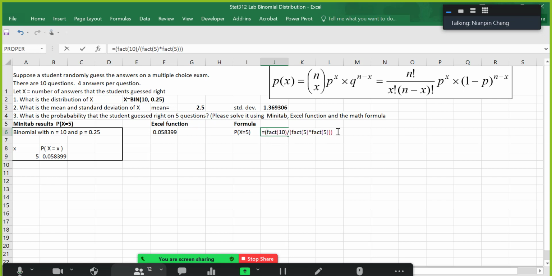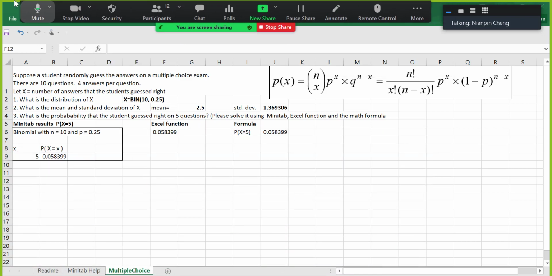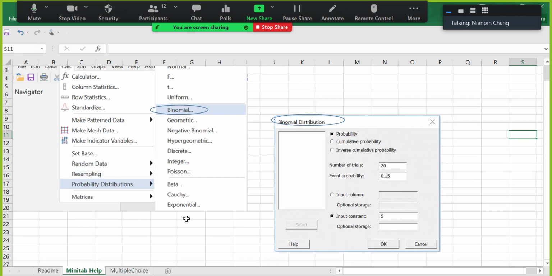And then we need to multiply by the probability of success, 5 times success, and also the failure, 1 minus p, 5 times failure. So you find exactly the same solution. So this is the requirement to solve these problems using three approaches. And also Minitab help is here.